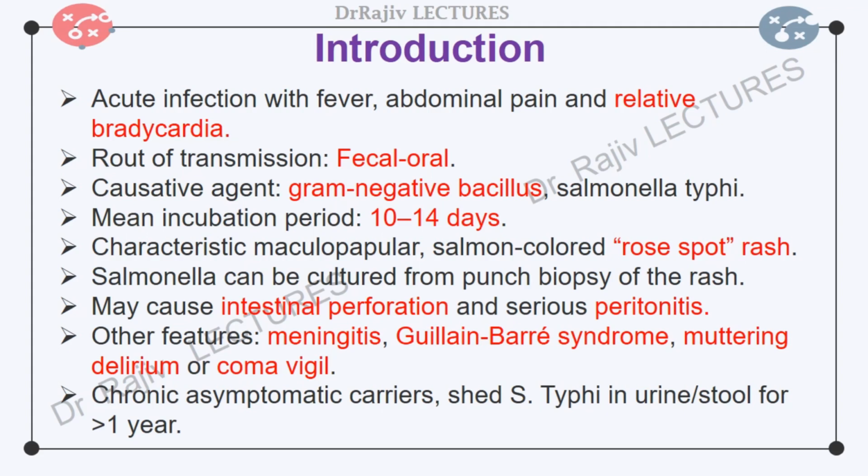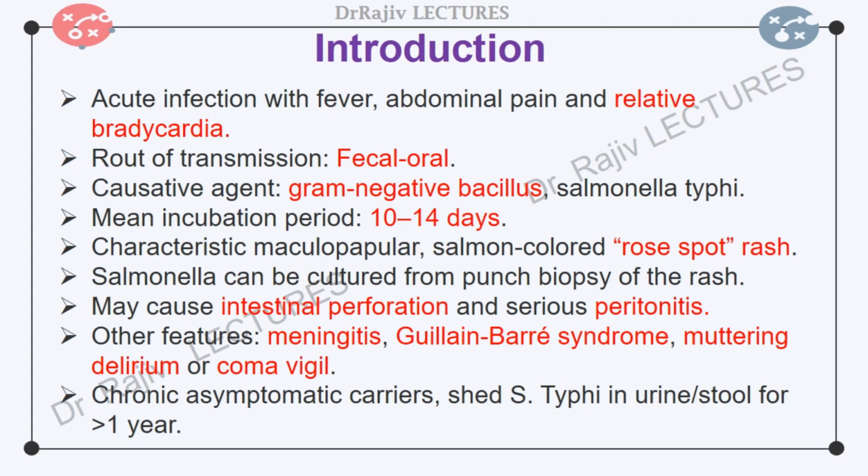The clinical features of enteric fever include maculopapular, salmon-colored, rose spot rash, hepatosplenomegaly, epistaxis, and relative bradycardia. Salmonella can be cultured from punch biopsy of the rash.